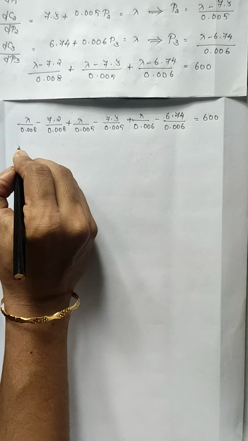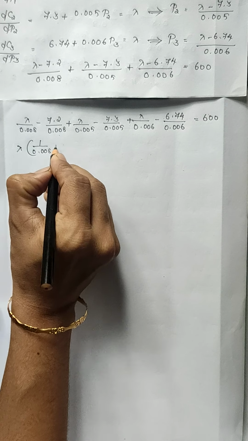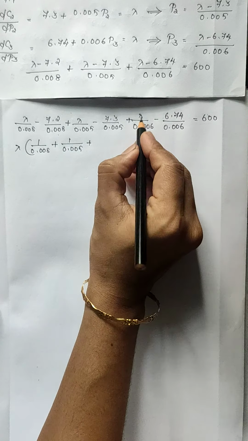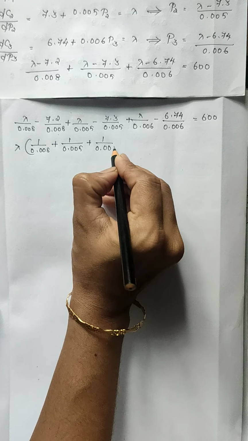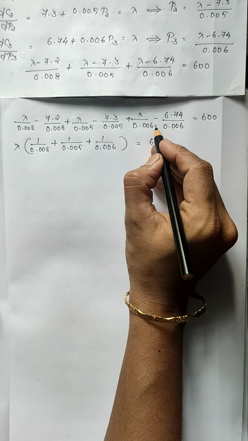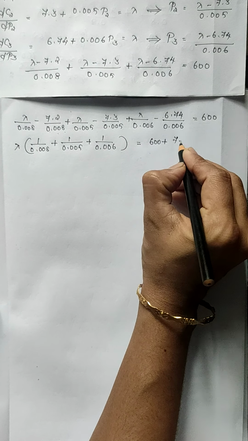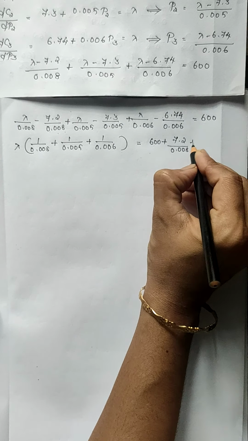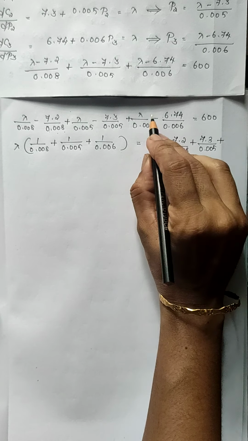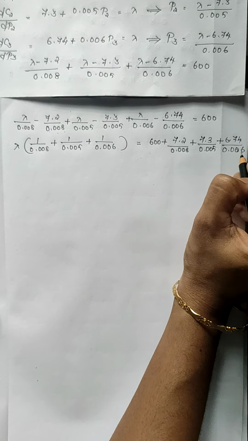Now take lambda as common. So lambda into 1 divided by 0.008 plus 1 divided by 0.005 plus 1 divided by 0.006, which is equal to 600 plus, take all the constant terms towards the right hand side, 600 plus 7.2 divided by 0.008 plus 7.3 divided by 0.005 plus 6.74 divided by 0.006.